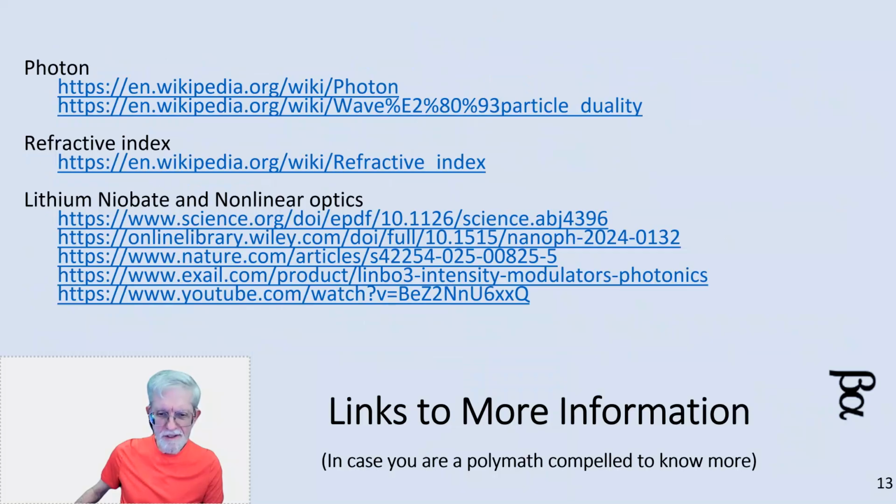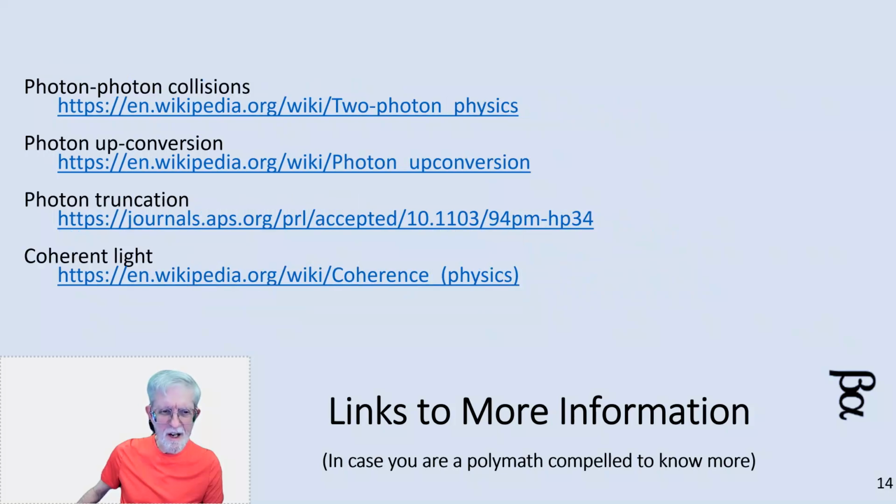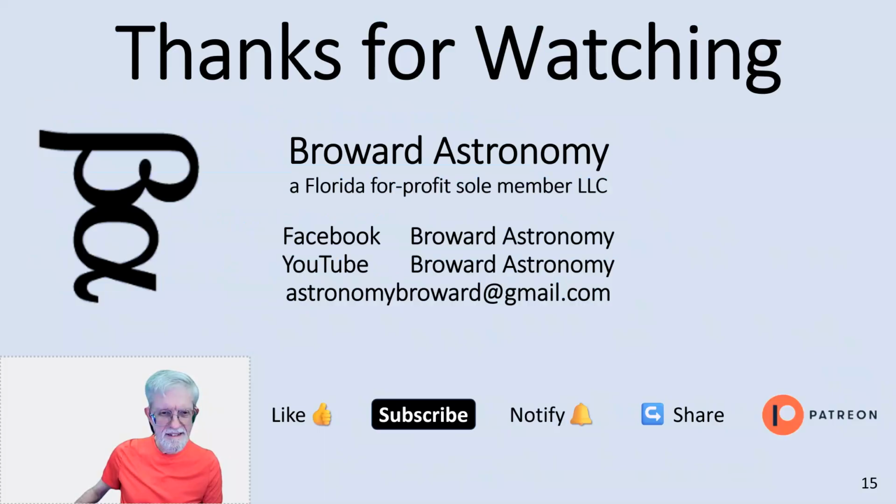So if you didn't know about such things, lots of background information. Who doesn't know what a photon is? And then photon-photon collisions, and then photon truncation. And what is this coherent light of which you speak? Comments? Questions?